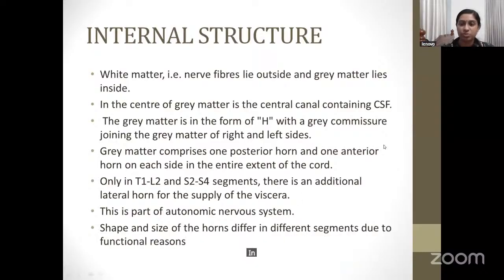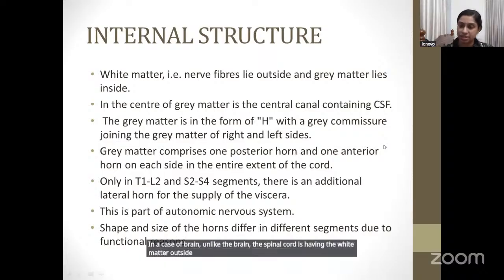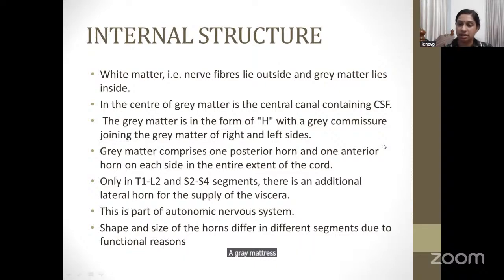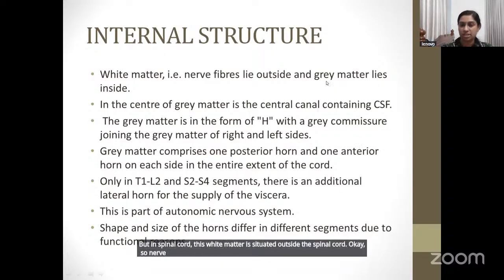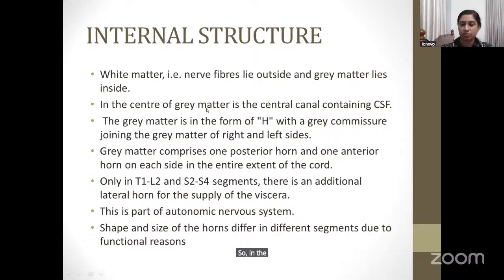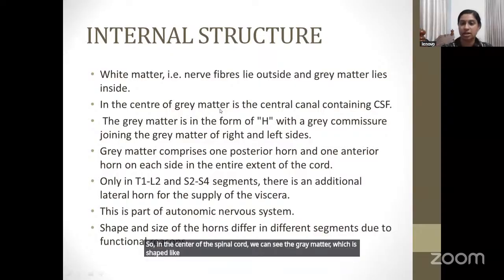Unlike the brain, the spinal cord has the white matter outside and the gray matter inside. In the brain it's reversed: the gray matter is outside and the white matter is inside. In the spinal cord, the nerve fibers lie outside and the gray matter, the nerve cell bodies, is seen inside. In the center of the spinal cord we can see the gray matter, which is shaped like an H, and there is a central canal containing the CSF.